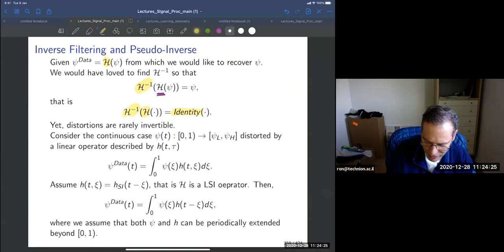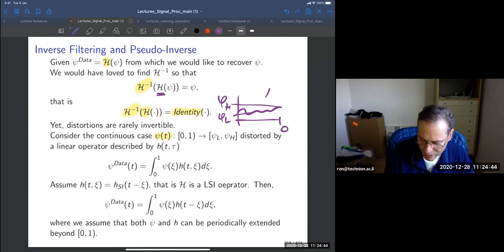Let's do some examples. Let's first of all look at the continuous function that gets values between psi low and psi high. So this would be my function, and this would be psi high, and this would be my psi low, and it would get values between 0 and 1. And now I feed it into a filter, and the filter has an impulse response that looks like that. And what is going on is that I take my filter at each and every point, and assume that this is the filter here. So I average, the output would be a value at this point, which is the average according to this profile that you have over here. And in this point, you may have a different profile, okay? And this would be my H of T and Xi.